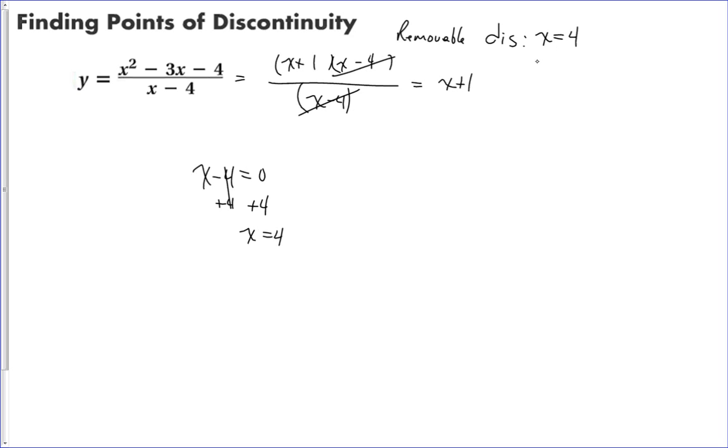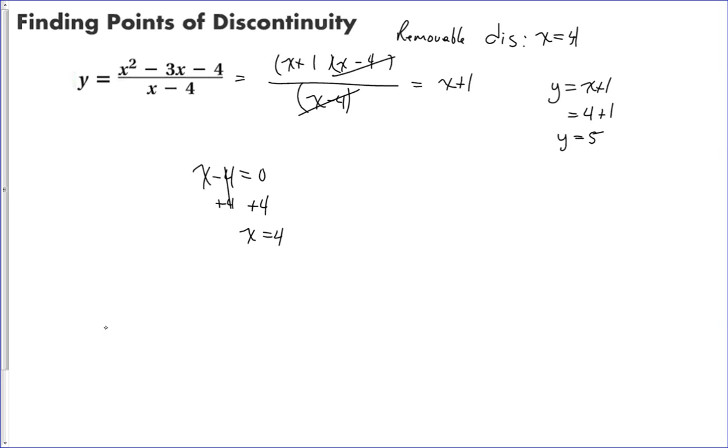All right. Now, in order to define this graph at x equals 4, what we can do is take our x equals 4 and plug it in to our simplified function. It's really the same one. So we have y equals x plus 1. Substitute in the 4, so we have y equals 5. So what we can do now is redefine this function so that it has a value at x equals 4, because normally this function does not have a value at x equals 4.